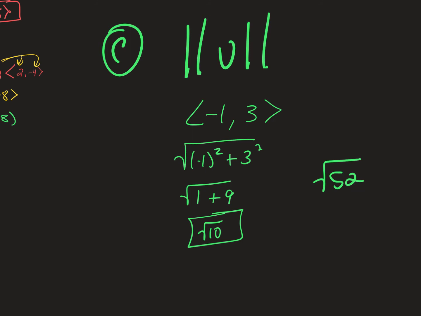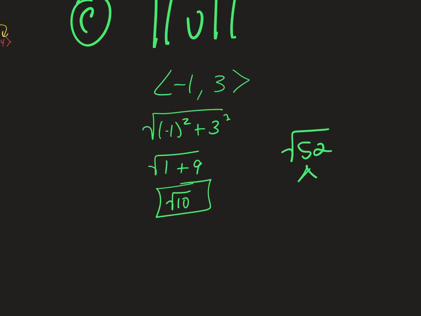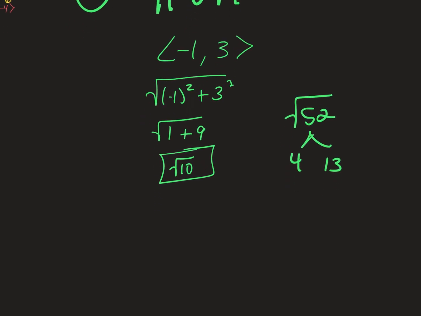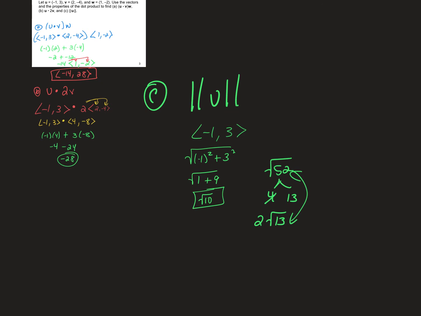Not necessarily a whole number. If I have a square root, is this a perfect square? No, so I have to break it down into a perfect and non-perfect square. This would be 4 and 13, right? So square root of 4 is 2, root 13. That's the exact value. Exact value with square roots means leave your answer in a square root if it's not a perfect square.